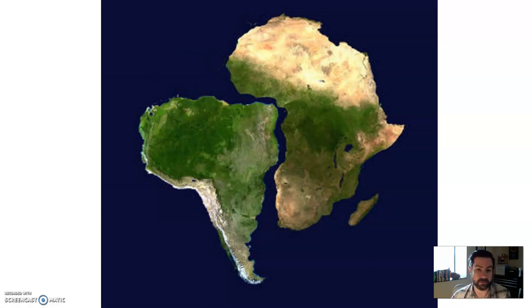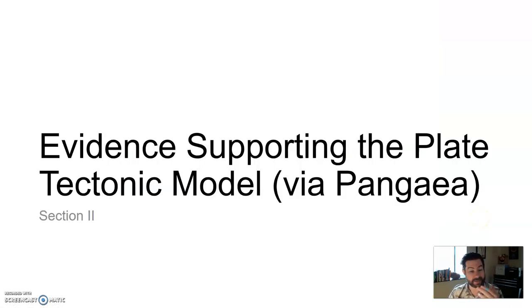It took a number of scientists decades to kind of find the evidence and put it together to come up with plate tectonic theory. So that's what we're going to do next section. We'll pause here. We're going to look at the evidence that supported the plate tectonic model that would eventually lead to the plate tectonic theory, focusing on Pangea or Pangaea and the formation thereof.